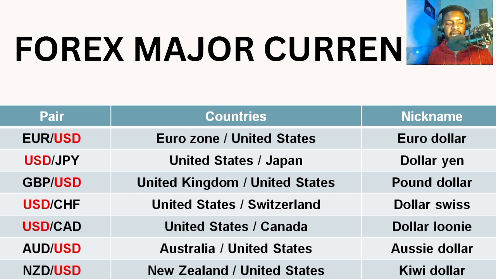We have Australia and United States, and we have New Zealand and United States. So all these pairs have nicknames. For the Euro USD, we have Euro dollar, and for the USD JPY, we have dollar yen. These are some terms. If you cannot get it now, don't worry.